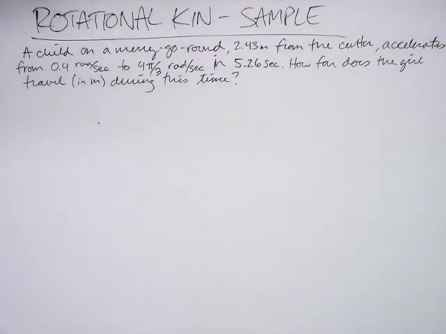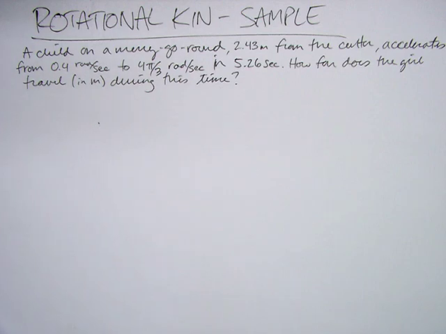Alright, in this video we're going to look at a rotational kinematics sample similar to a problem that a lot of people had trouble with on problem set 7. So we have a child on a merry-go-round. The child is 2.43 meters from the center and accelerates from 0.4 radians per second to 4 pi over 3 radians per second in a time of 5.2 seconds. We want to know how far the girl travels in meters during this time.